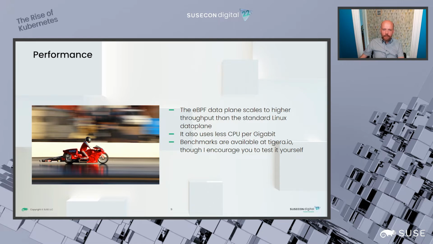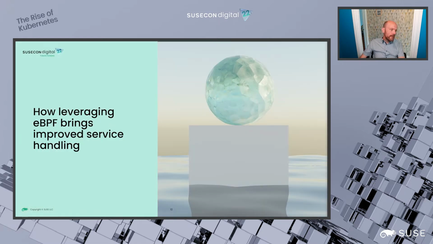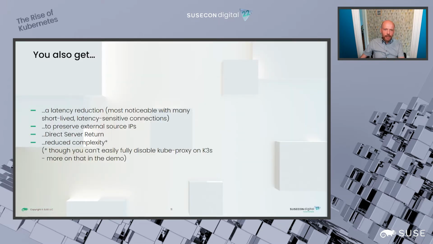So in addition, leveraging eBPF brings improved service handling. So you get improved performance and improved service handling. You also get latency reduction, which is most noticeable with many short-lived latency-sensitive connections. You get to preserve your external source IP, you get direct server return, and you reduce complexity. Now, I'm going to dive into each one of these in more detail, with the exception of performance, which I encourage you to test yourself.